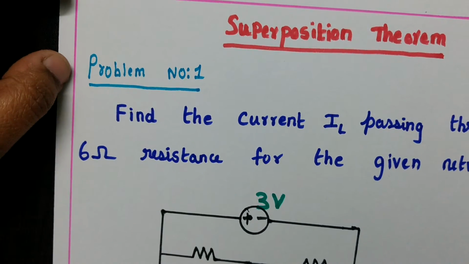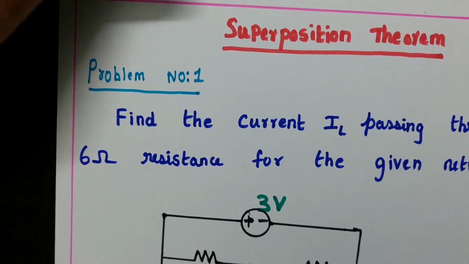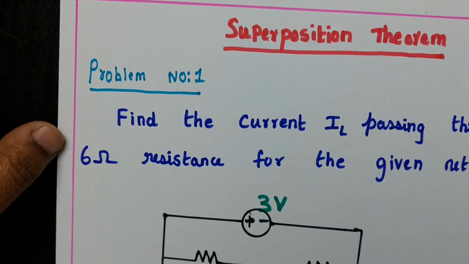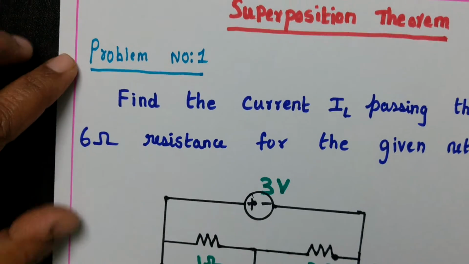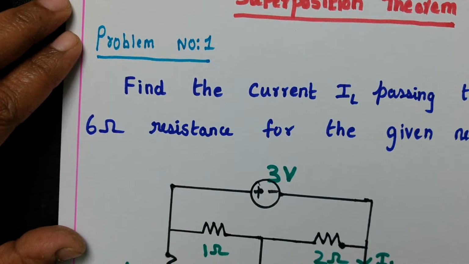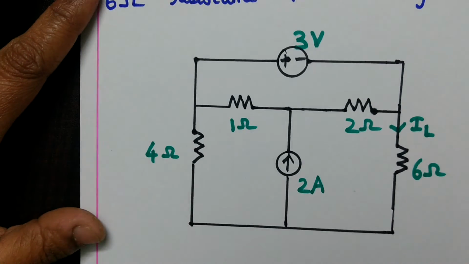In this video, I am going to solve one problem under the topic superposition theorem. This problem is not given in the GATE question. I am solving one example problem only. So the problem is: find the current IL passing through 6 ohms resistance for the given network. So the given network is this one.